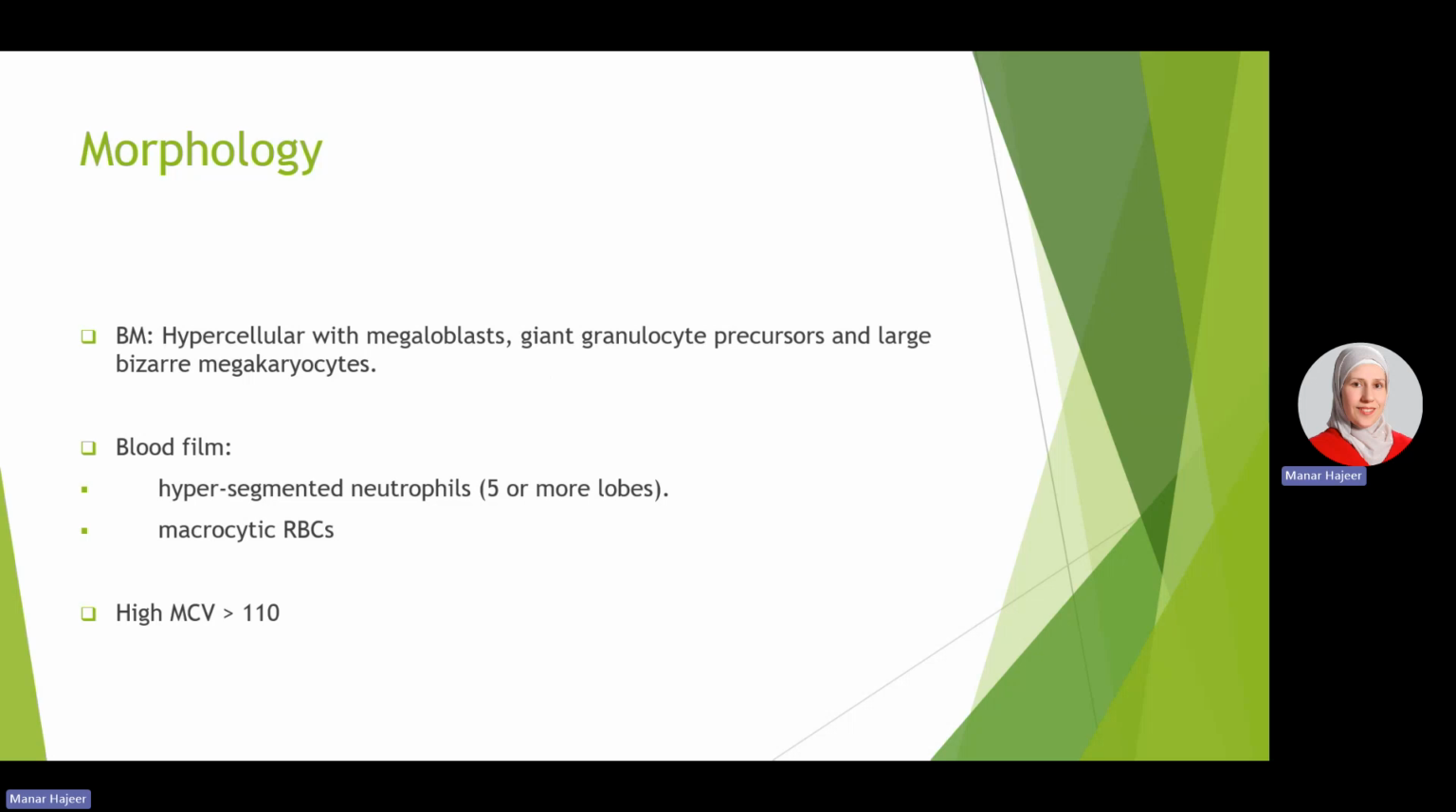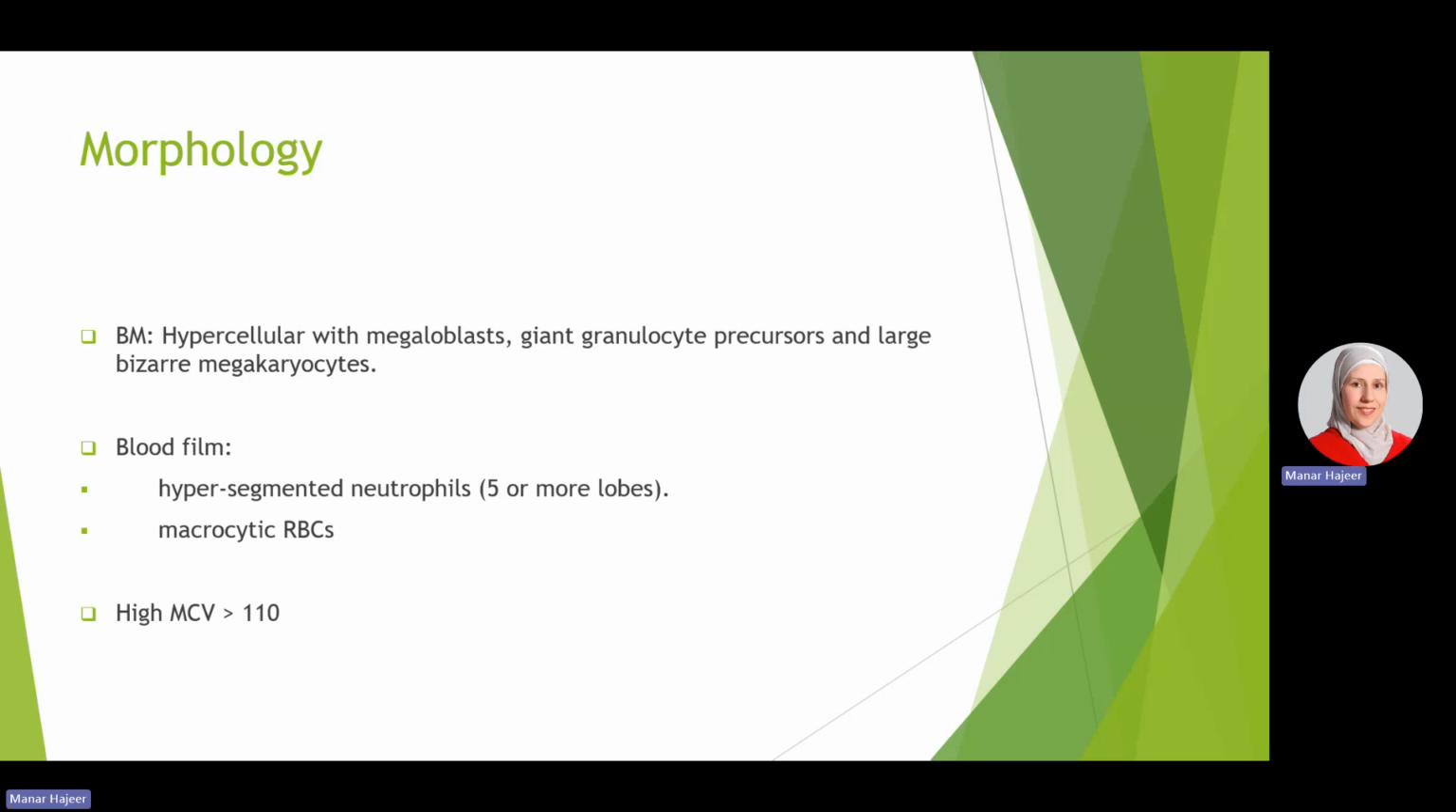We call them hypersegmented neutrophils. They have 5 or more nuclear loops. And the bone marrow will be hypercellular. There will be an increased response to produce more cells in the bone marrow. However, these cells will die in the bone marrow. That is called ineffective erythropoiesis.